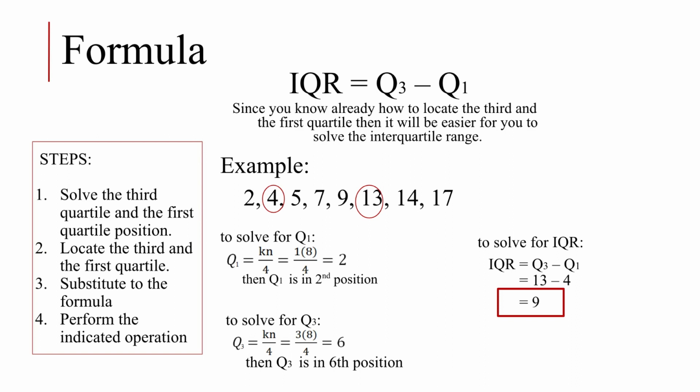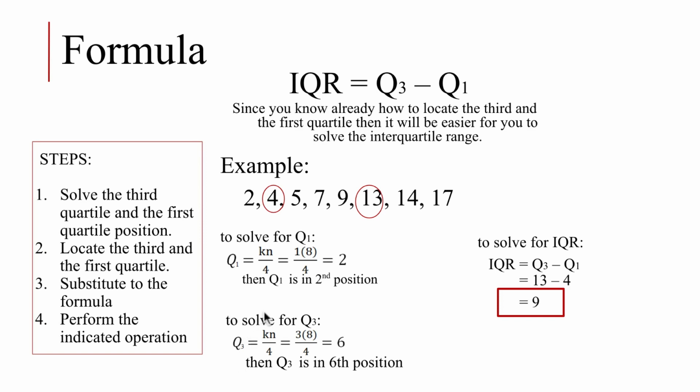Step 1. Solve the third and the first quartile. To do that one, we will use the formula Q sub K is equal to Kn divided by 4. So in this case, your K is 1 and N is 8 because there are 8 scores in all. That would give you 2. Therefore, Q sub 1 is in the second position. 1, 2, therefore, Q sub 1 is 4.